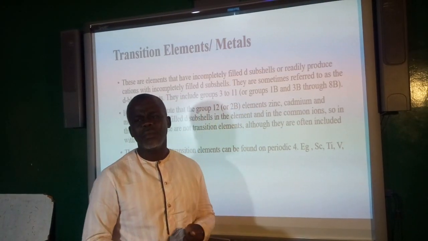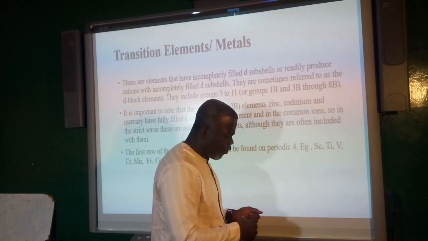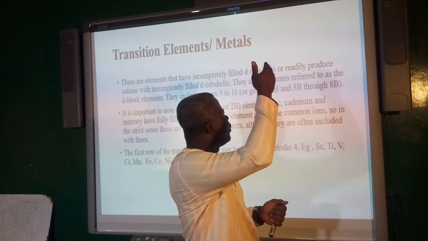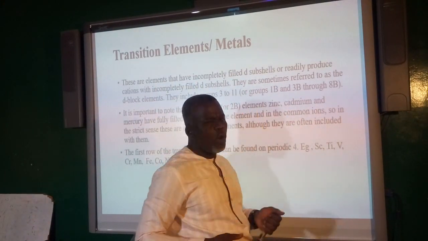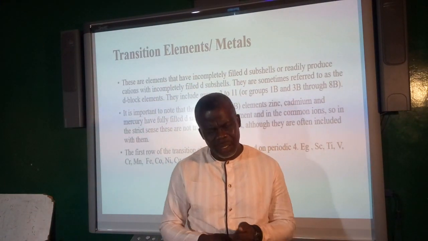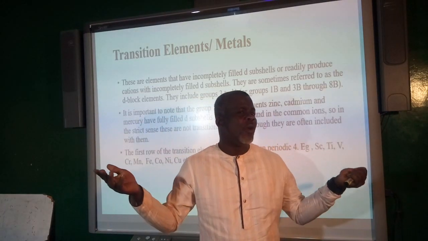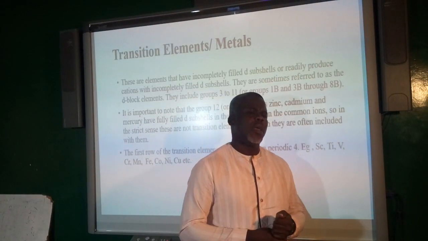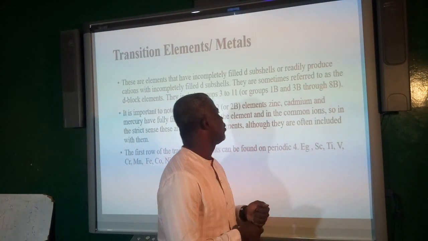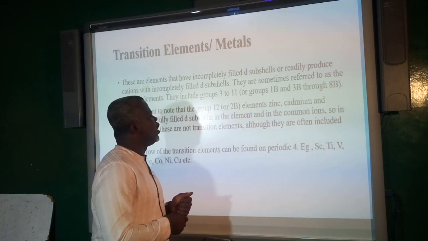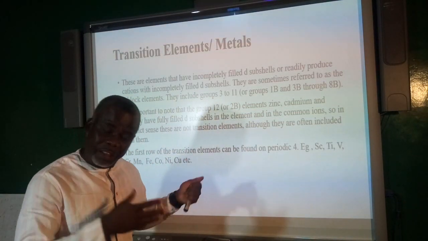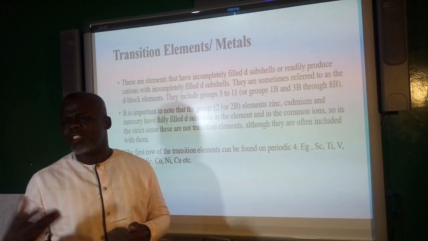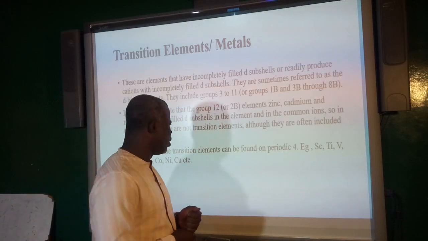sense. Also, most of the transition elements form variable oxidation states. But the group 2B elements, or the group 12 elements, for example zinc, don't form variable oxidation states. The only oxidation state is +2, and therefore it cannot qualify to be a transition element. But sometimes we include them because they also exhibit some of the properties possessed by the transition elements.